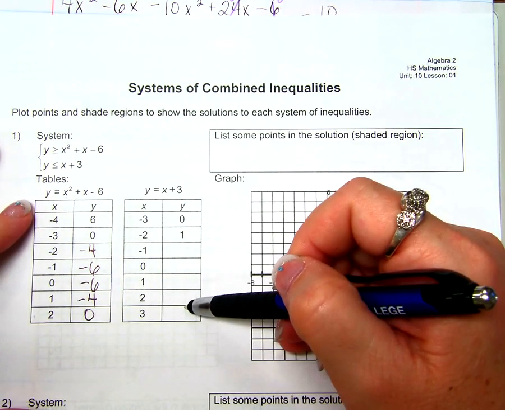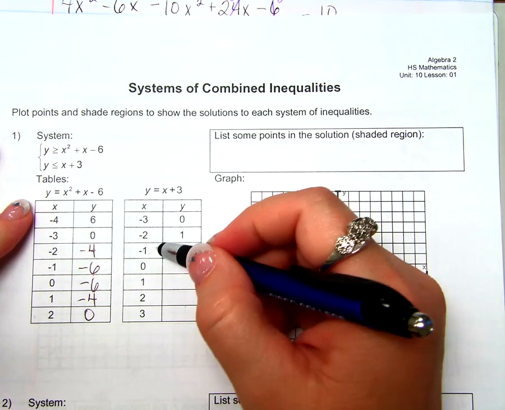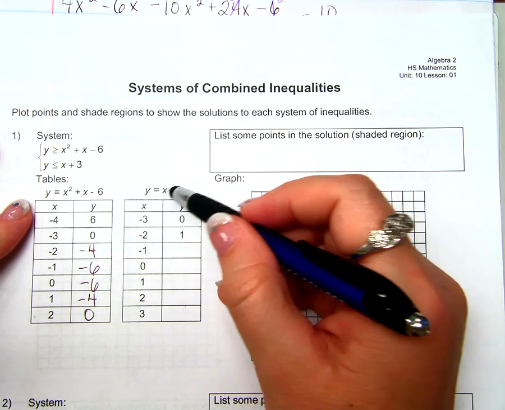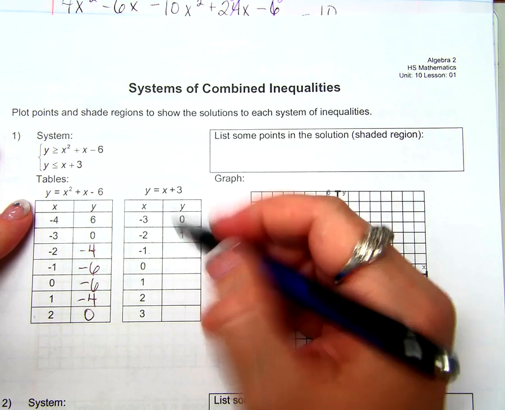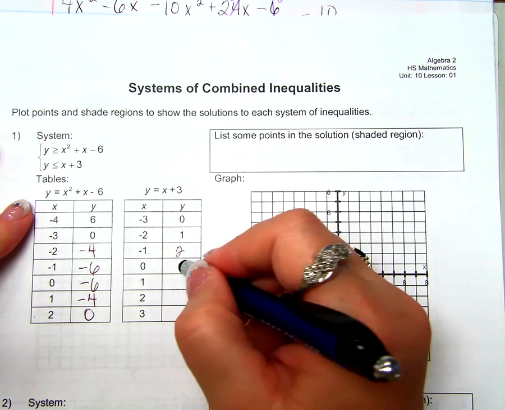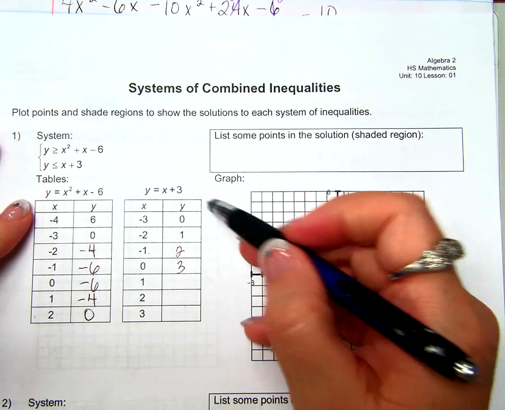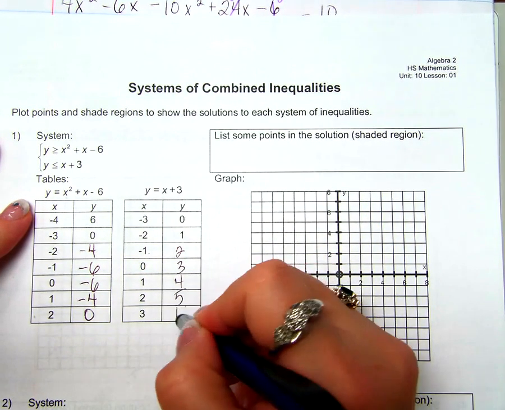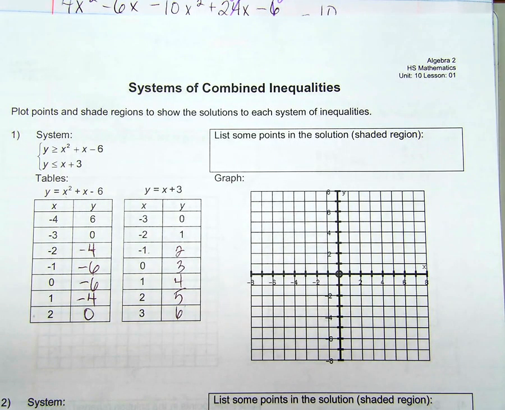Because it's a line. And once we do a couple of these, we don't have to do any more. Why? -1 plus 3? 2. 0 plus 3? Do I have to do any more? 0, 1, 2, 3, 4, 5, 6. And in a pattern like that, linear functions, let's graph them. Okay?